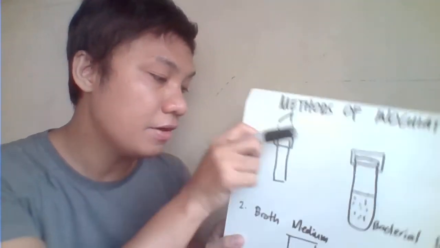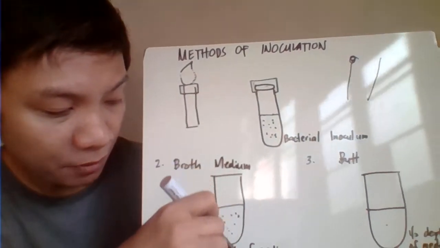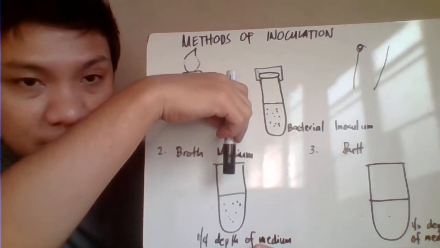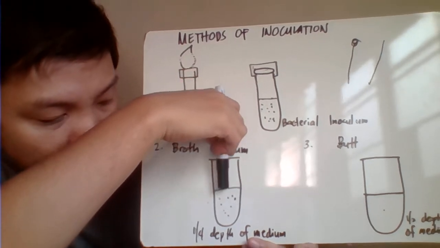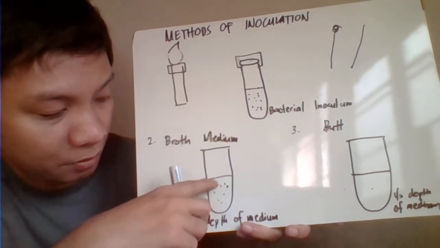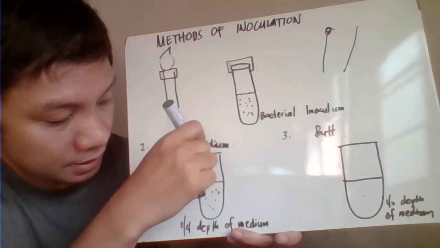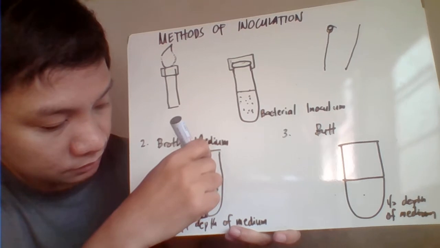Okay, if you already have your inoculated organism on your inoculating loop or needle, for a broth medium, insert this one approximately 1/4. So 1/4, just up to this part. Ganun lang siya.